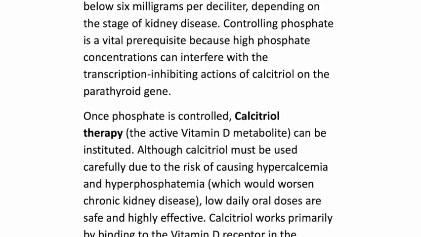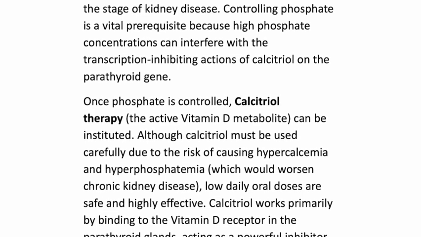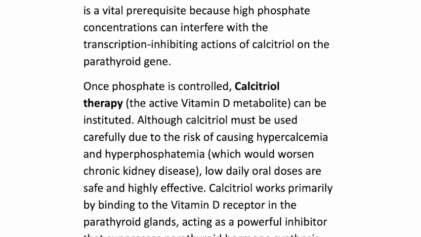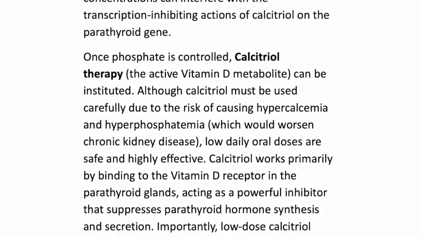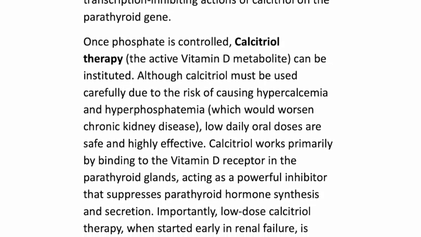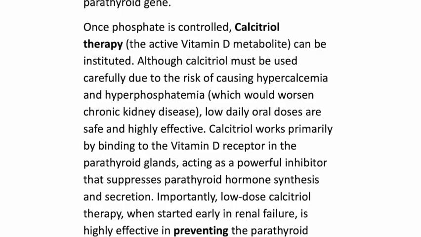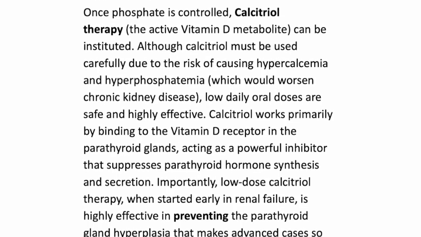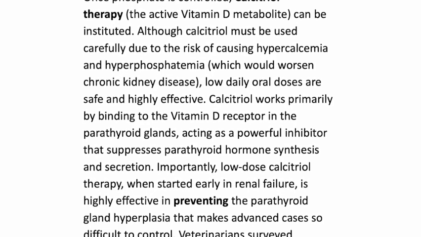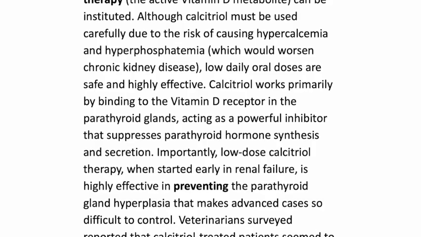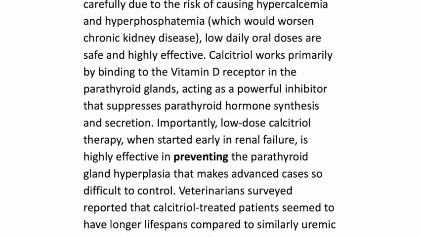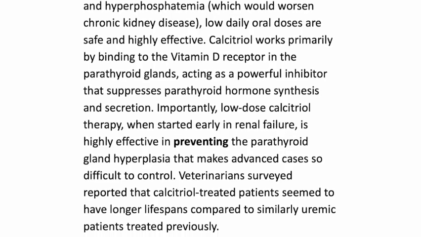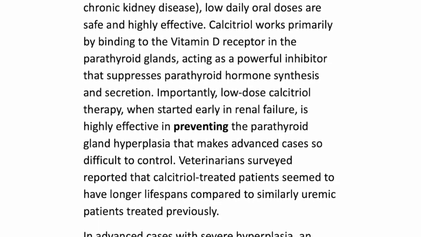Calcitriol works primarily by binding to the vitamin D receptor in the parathyroid glands, acting as a powerful inhibitor that suppresses parathyroid hormone synthesis and secretion. Importantly, low-dose calcitriol therapy, when started early in renal failure, is highly effective in preventing the parathyroid gland hyperplasia that makes advanced cases so difficult to control. Veterinarians surveyed reported that calcitriol-treated patients seem to have longer lifespans compared to similarly uremic patients treated previously.